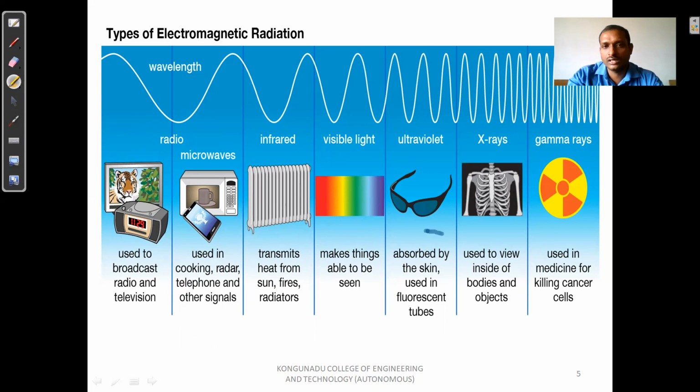Next one is ultraviolet. This is used to absorb by the human skin, and its applications are also used in fluorescent tubes. So this is the UV light. Next one is X-ray. It is used for medical applications. It is used to view the inside of the body and objects in the human body. So X-rays play a very important role in medical applications.